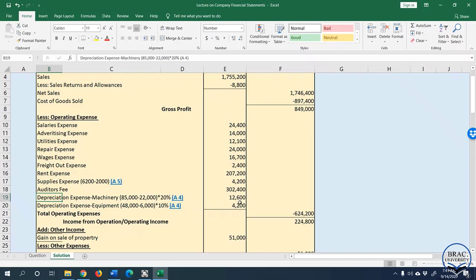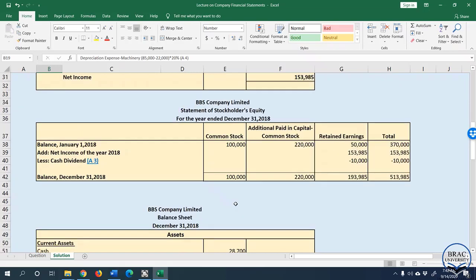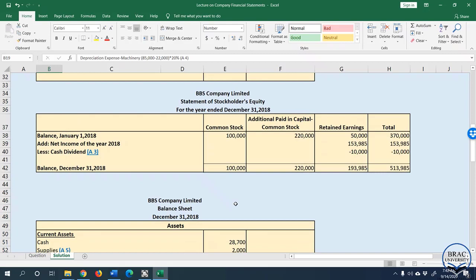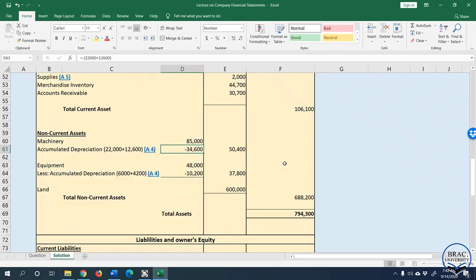Okay, great. And we know that whenever we charge depreciation, the accumulated depreciation account is created or it increases, right? So you can see here, this is our accumulated depreciation account. Previously it had a value of 22,000 that we have just seen, right? And for this year's depreciation, it will increase by 12,600 more. So the accumulated depreciation will become 34,600, and that will be deducted from the machinery to get the new book value of the machinery.